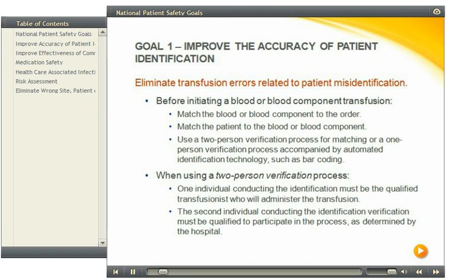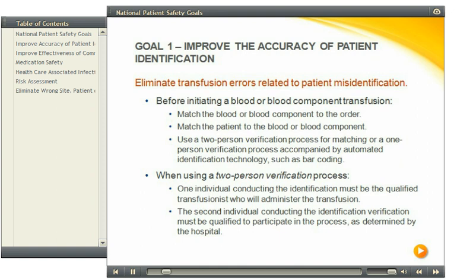Before initiating a blood or blood component transfusion, match the blood or blood component to the order. Match the patient to the blood or blood component. Use a 2-person verification process for matching or a 1-person verification process accompanied by automated identification technology, such as barcoding.